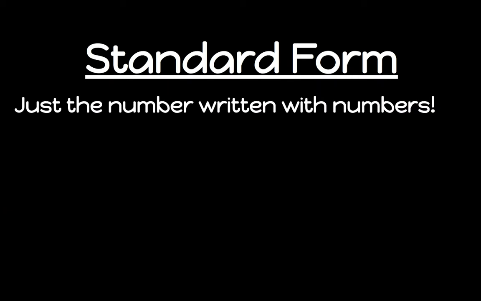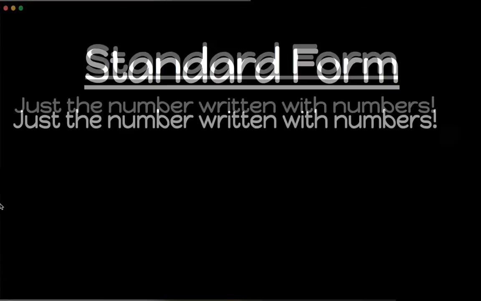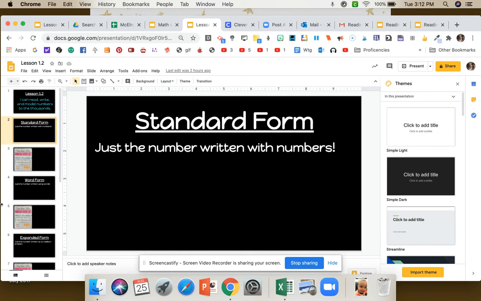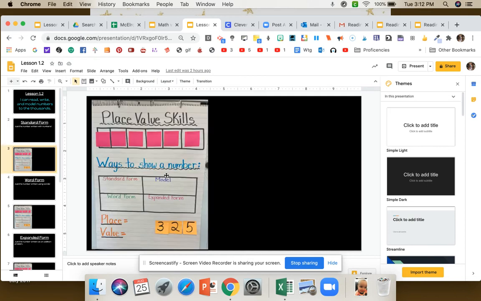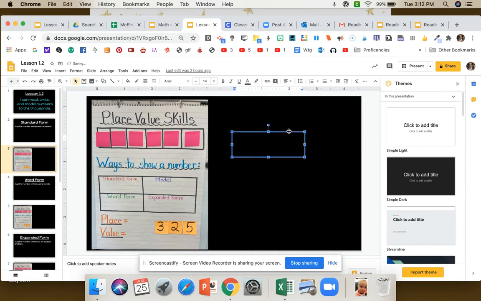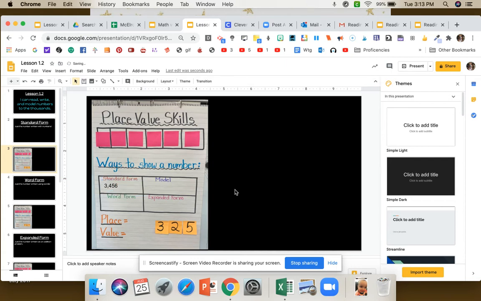The first way that we write numbers is in standard form, and that is just written with numbers. So for example, I might put it in my little anchor chart here. I might say the number 3,456. Standard form would be just the numbers. Okay, pretty easy.